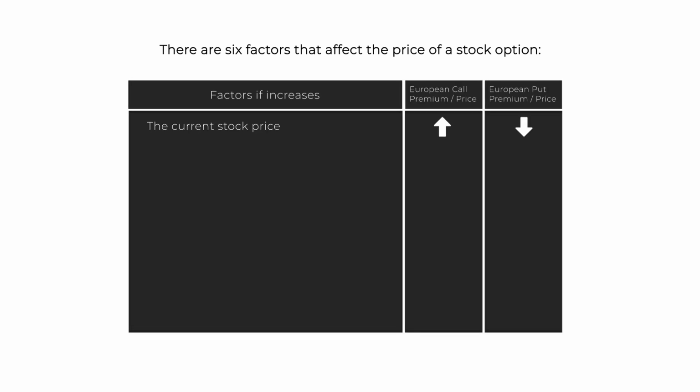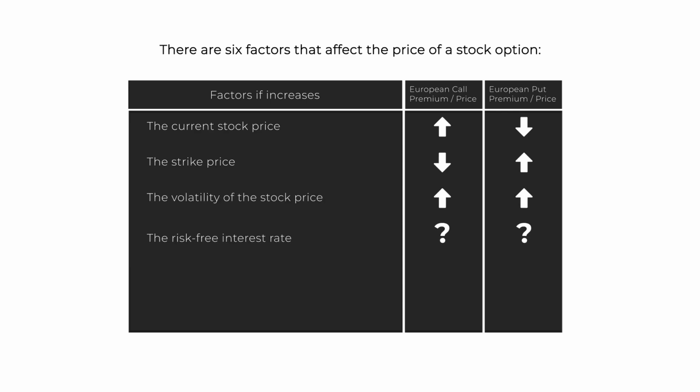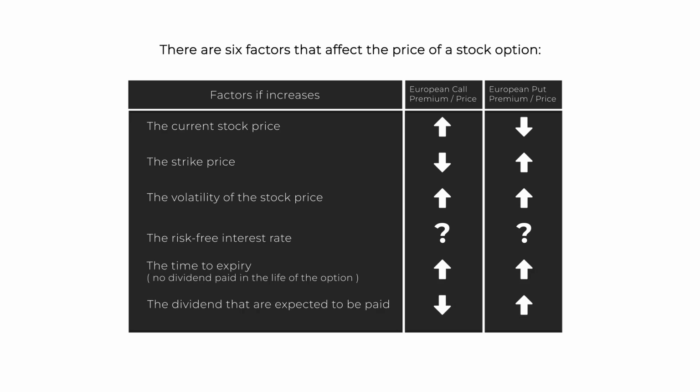Now, to summarize, there are 6 factors that affect the call and put option premium. First, the current stock price. Second, the strike price of the option. Third, the stock volatility. Fourth, the risk-free rate. Fifth, the time to maturity. And sixth, the expected dividend on this stock.